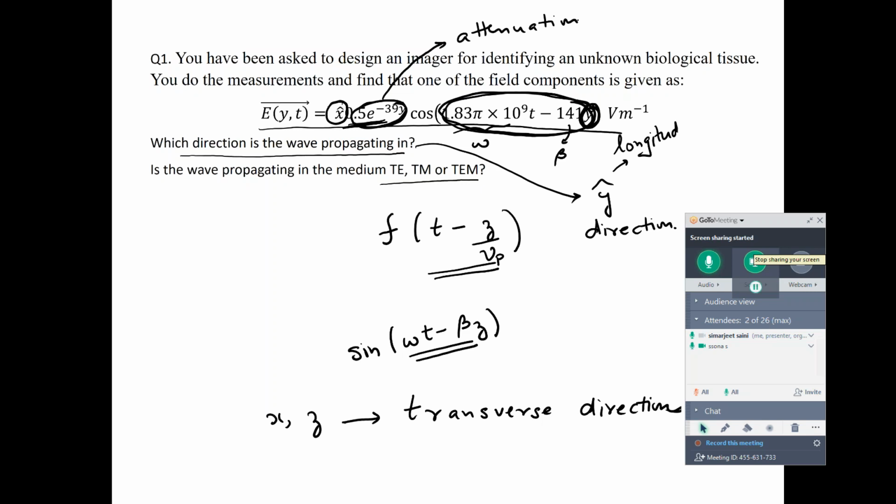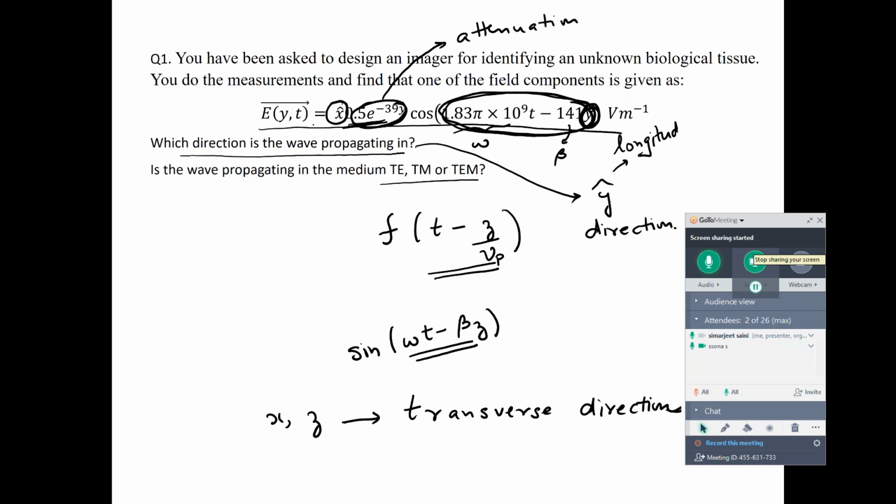But that's not amplitude variation. That's not bounding of the wave. That's not guiding of the wave. That's not saying that the wave is confined within a specific region in the transverse direction, which is what the wave guiding effect is.